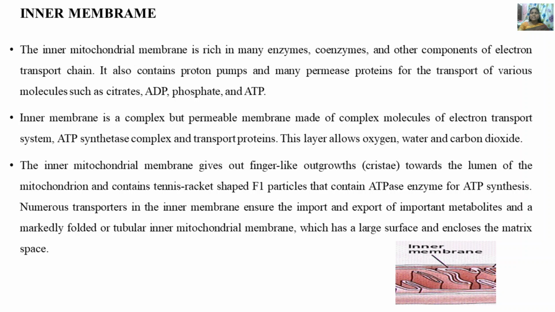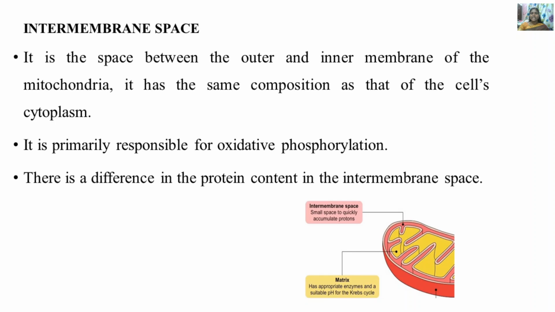Intermembrane space. In between the outer and the inner membrane of mitochondria, it has the same composition as that of the cell cytoplasm. It is primarily responsible for oxidative phosphorylation, and there is a difference in the protein content in the intermembrane space. So this is the region in between the two membranes. This region is called the intermembrane space, and this region is called the matrix.